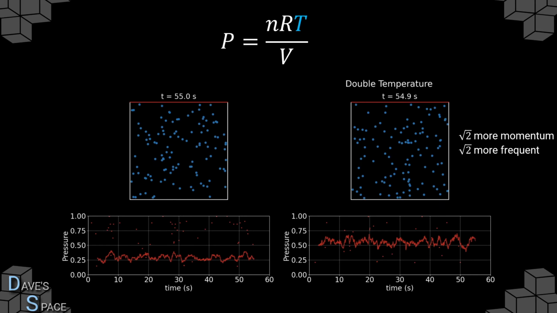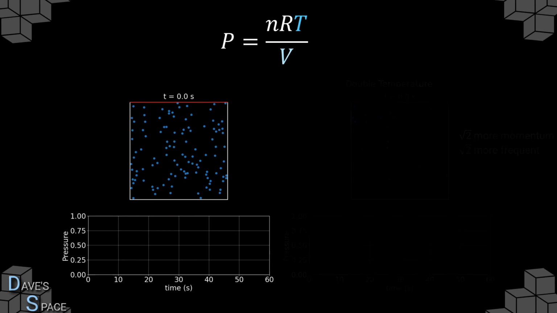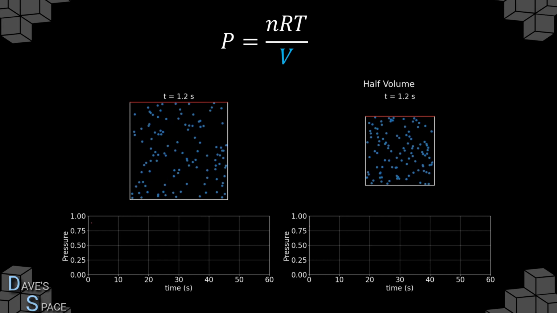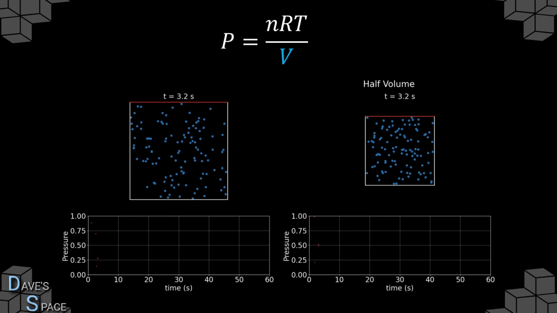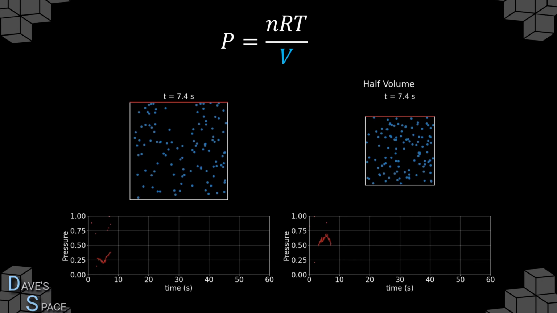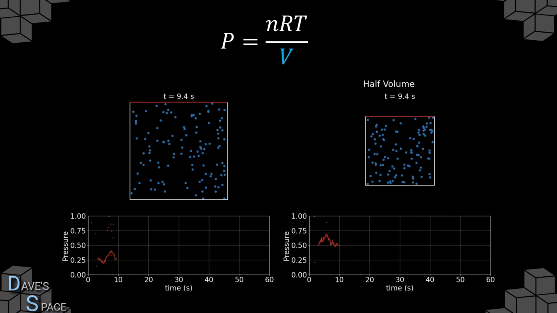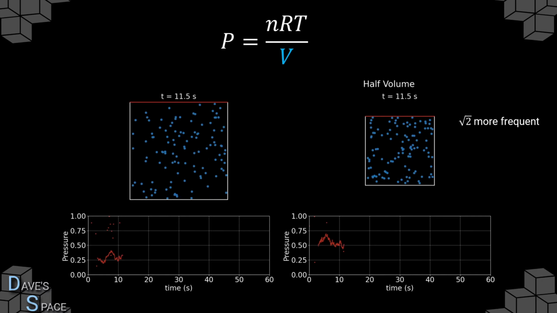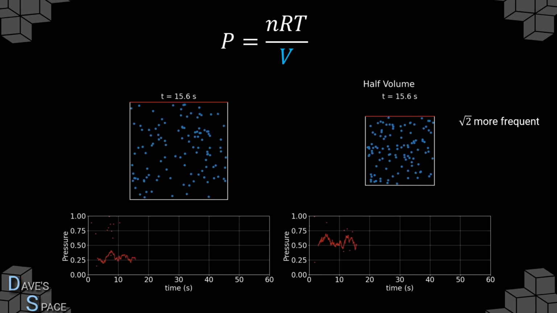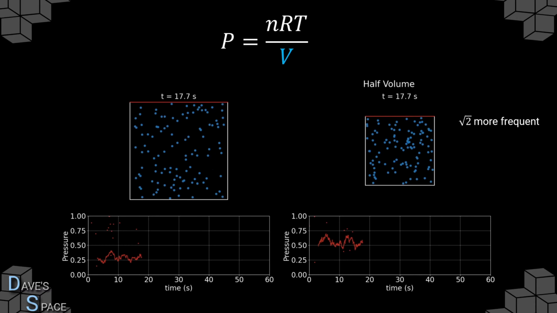Now let's see what happens when we change the volume. So according to the equation, if we halve the volume, the pressure should double. But why? Here, halving the volume is the same as halving the area of the box in 2 dimensions. So a smaller box means the particles collide more frequently. In this case, it's square root 2 times more frequently, as the distance a particle must travel has decreased by square root of 2.